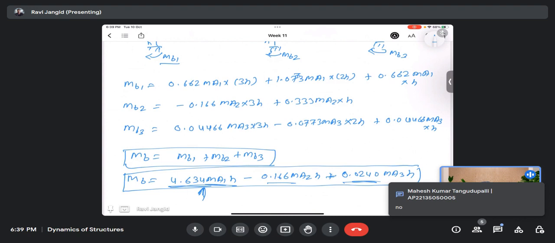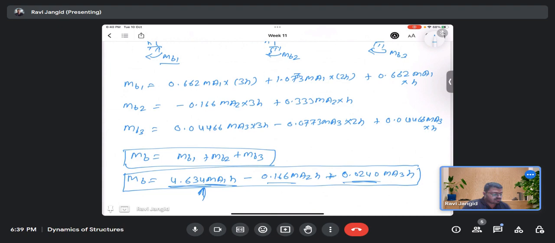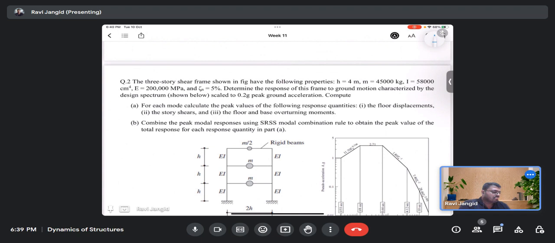In the next question, we have the same thing we have done in this question. We have the values now: height 4 meter, mass 45,000 kg, I inertia, damping ratio, and response spectra are given to us. So we need to find the floor displacement, story shear, floor and the base overturning moment. We have found the story shear and the base overturning moment here. Only floor displacement is remaining.